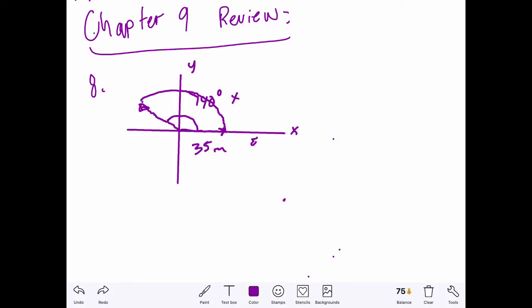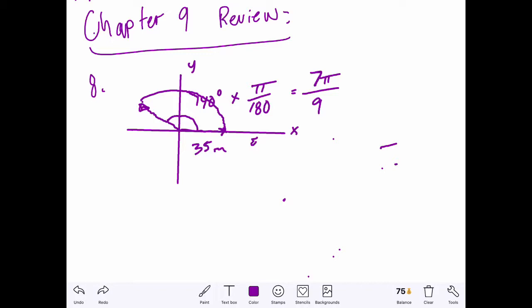So 140 times pi over 180. Seven pi over 9. Okay, I divided them each by 20. 20 went into each, and I'm left with 7 pi over 9.